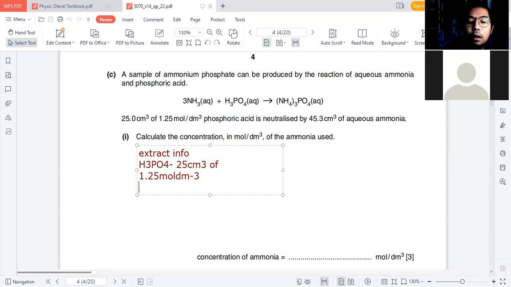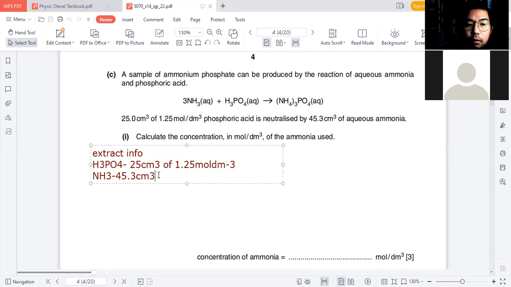NH3 with a volume of 45.3 point 0.3 cm cube. So again, what you need to do is find the concentration of your ammonia. The concentration is unknown. So first, find the mole of H3PO4.